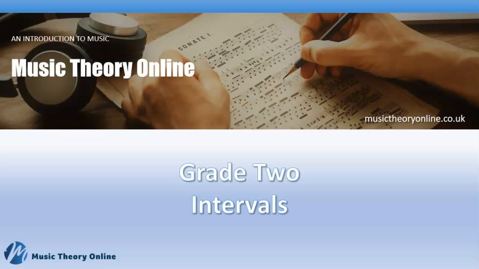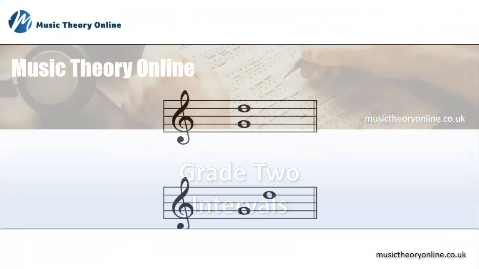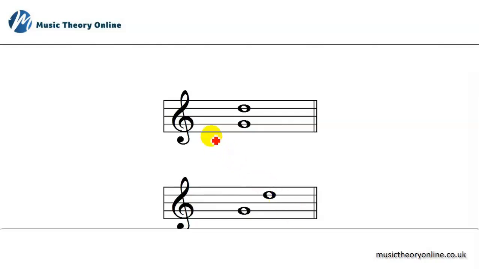In this session we're going to take a look at intervals. So we're going to start off by explaining first of all what we mean by intervals. If we look at the first two notes on the top stave, you can see we've got the note G and the note D, and the gap between those two notes is what is known as an interval.